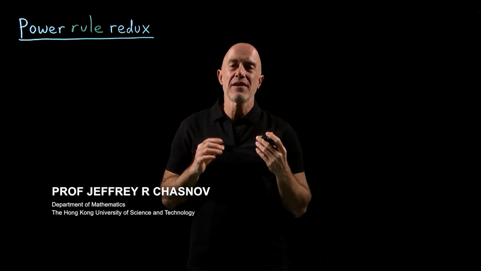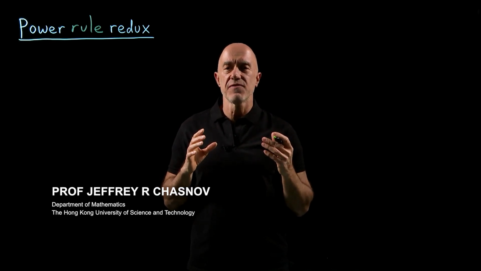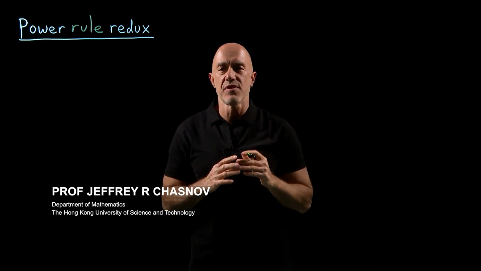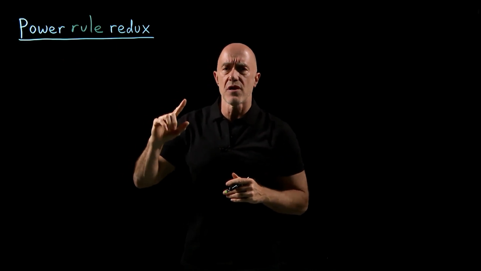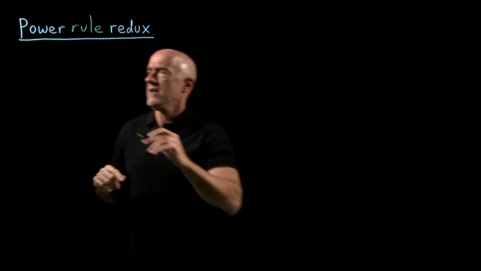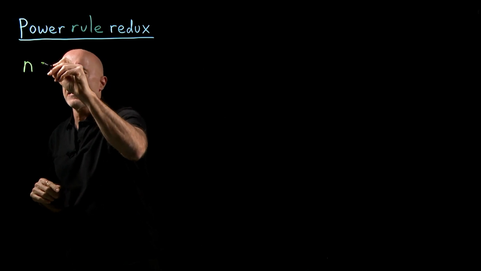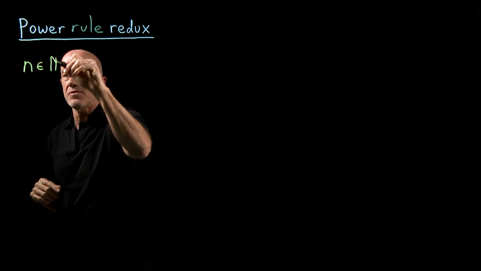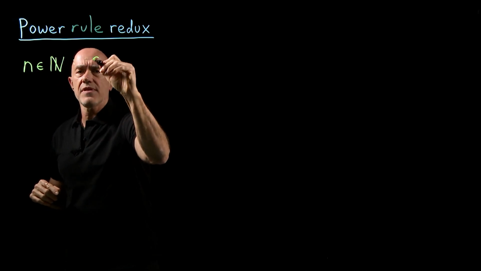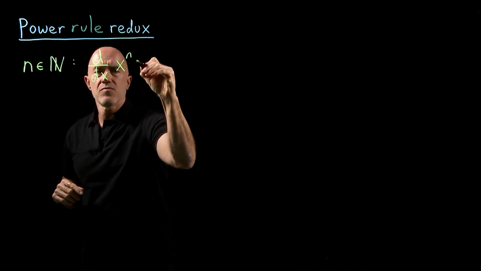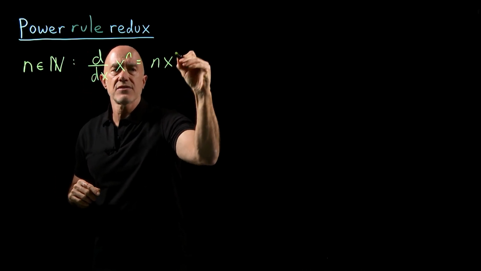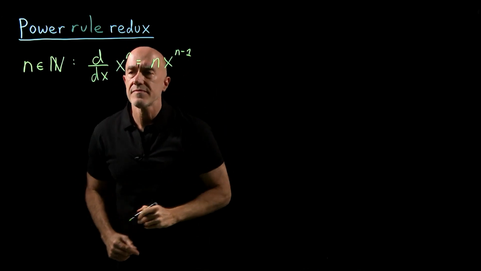Now that we know how to differentiate the exponential function and the natural logarithm, I want to revisit our derivation of the power rule. Previously, we looked at n being an element of the natural numbers, and we derived that the derivative of x to the n was equal to n times x to the n minus 1.